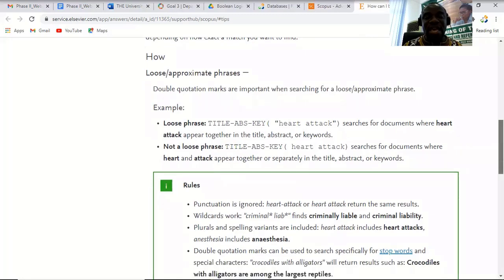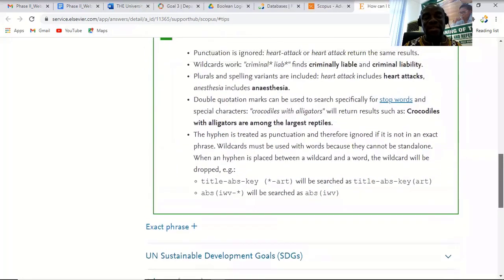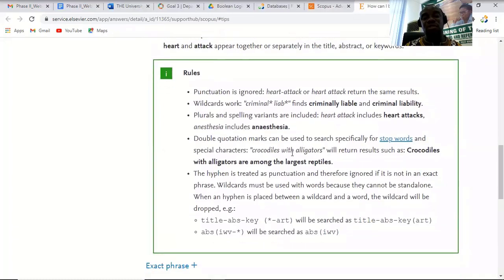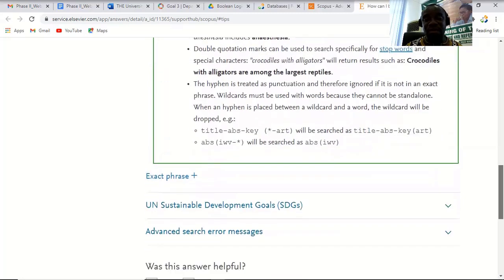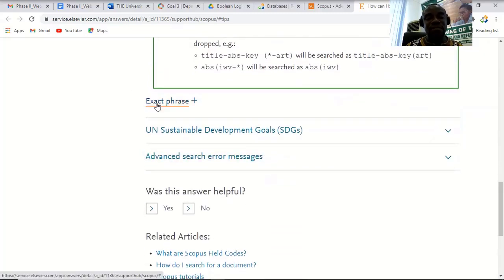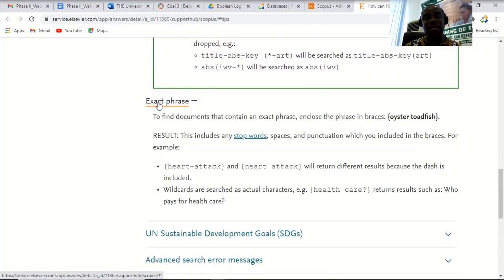What if you want a very exact search? Now look at this. There are rules. So of course, you can read this later if you have access to Scopus. That's interesting. But the exact phrase, not the loose one, the very exact phrase, it says that to find documents that contain an exact phrase, enclose the phrase in braces. That is in this curly bracket. That is so oyster, toadfish.